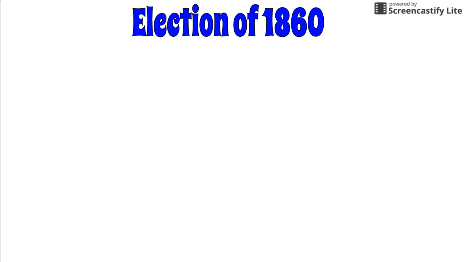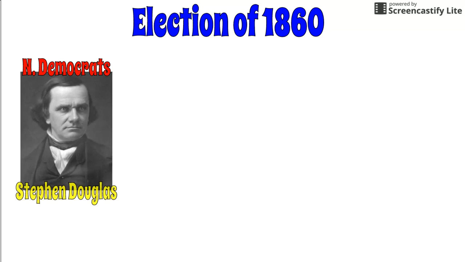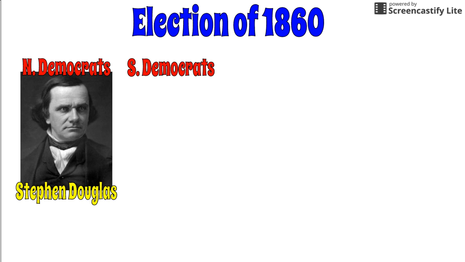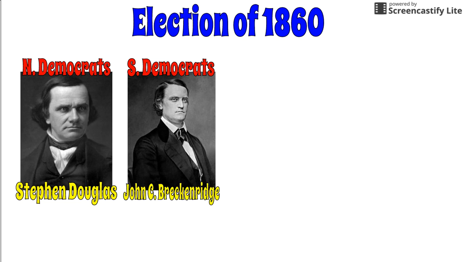So that leads us to the election of 1860. And in this election, we have a number of different candidates. Northern Democrats came together and nominated Stephen Douglas as their presidential candidate. Douglas was a supporter of popular sovereignty, right, of allowing all the territories to vote whether or not they wanted to be free or slave states. The Southern Democrats, on the other hand, nominated John C. Breckinridge, who believed in slavery.